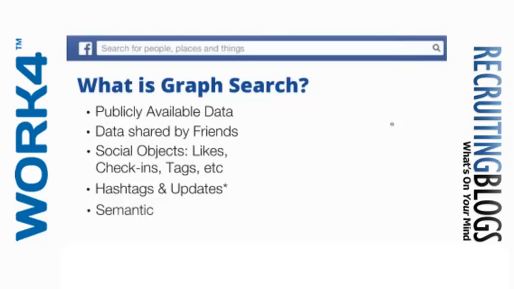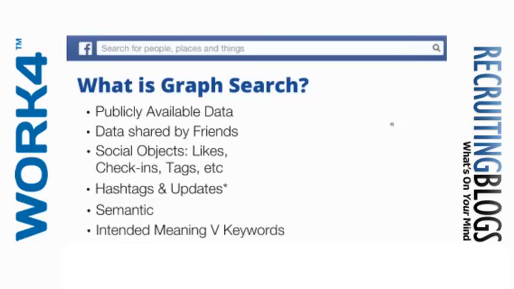But Graph Search is different to every other search engine you've ever seen. And the main reason is because it's semantic. The idea of a semantic search engine is it understands the meaning of what you want to find versus the actual keywords you type. This is very different to all the other databases.